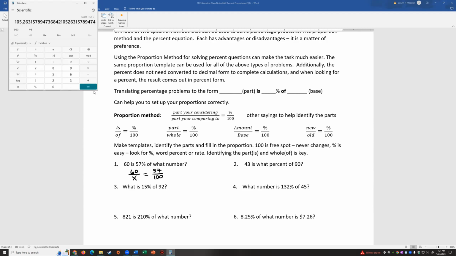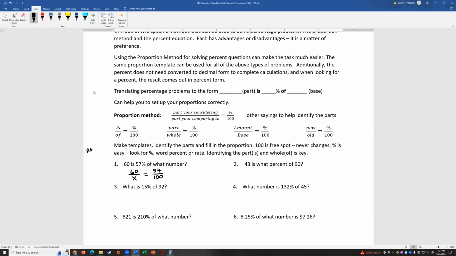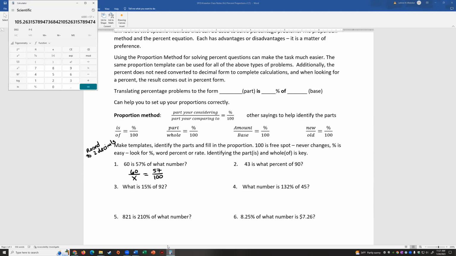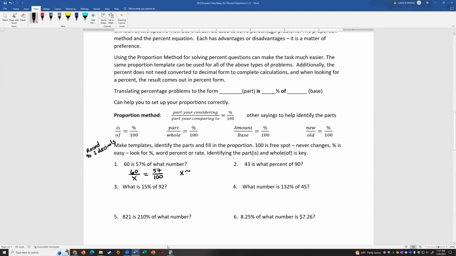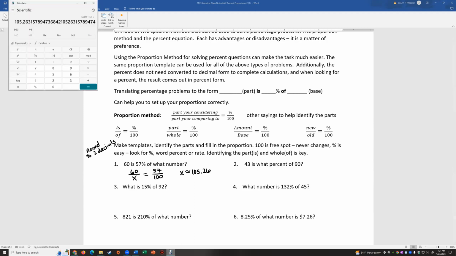I'm supposed to have directions on this. Round to 2 decimal places on all these. So this will be 105.26. So X is approximately 105.26. All right, let's look at the next one.